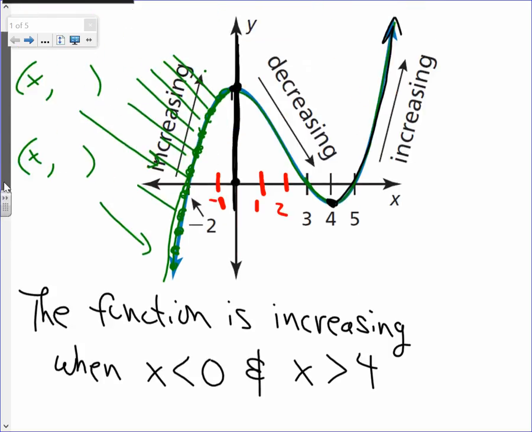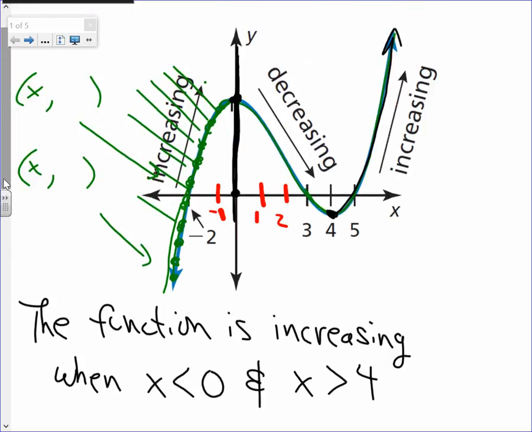When is this function decreasing? So it's increasing when x is less than 0. Look at all these values, all these values up to right there, x is going to be less than 0. And it's going to be increasing for all these values when x is bigger than 4. So bigger than 4 increasing, less than 0 increasing.